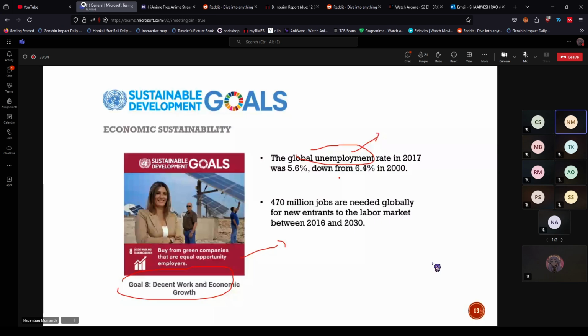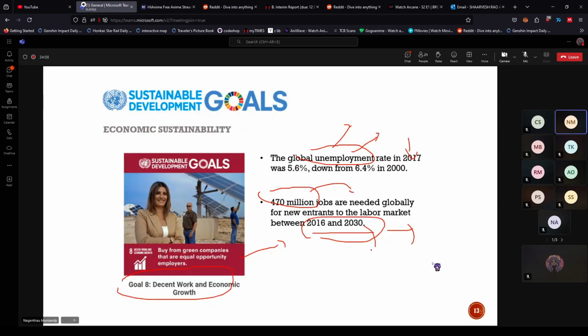So by reducing the unemployment rate, we can reduce other relevant problems, what we call social problems like theft, gangsterism, and all this associated with unemployment, right? And also it is targeted that 470 million jobs are needed globally between these years. That means these are the years where these SDG goals will be enforced.